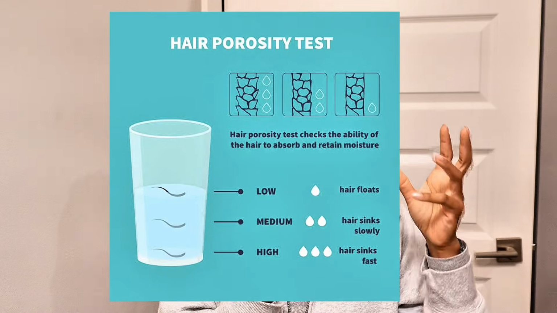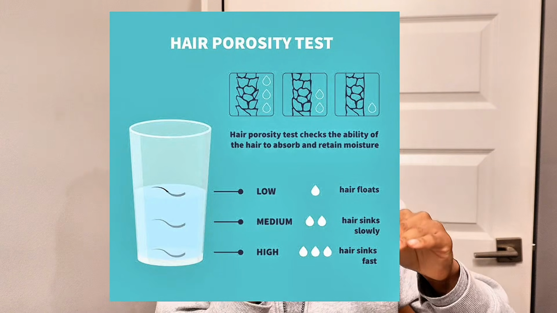Does that make sense? If you have normal porosity hair, the strands are going to be in the middle. But if you have low porosity hair, the strands are not going to float in the middle. They're going to be at the very top of the glass of water. Because going back to the absorption test, your low porosity hair doesn't easily absorb the water. So it's not going to absorb the water when you put the strands into the glass. It's just going to sit on top of the water. Does that make sense? I hope that does.